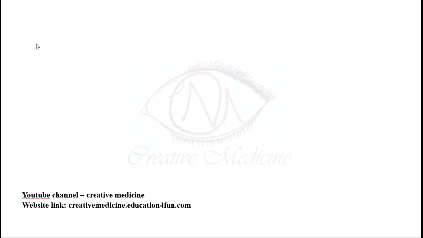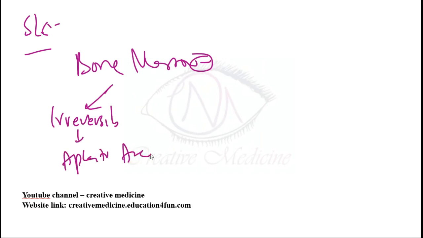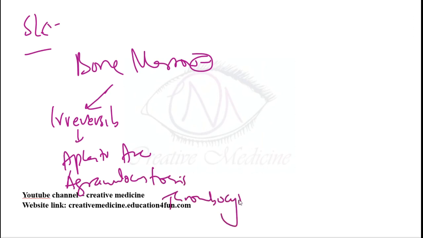If you see the side effects, chloramphenicol causes bone marrow suppression, like non-dose related idiosyncratic effects, which are irreversible, like aplastic anemia, agranulocytosis, and thrombocytopenia. Other dose and duration related side effects will also be seen.